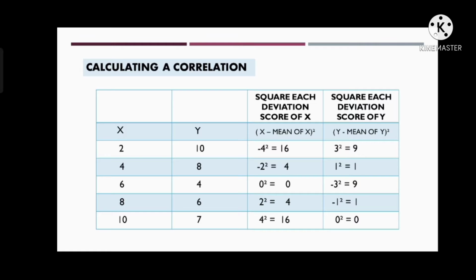Negative 4 squared, negative 4 times negative 4, equals 16. Negative 2 squared equals 4. 0 squared equals 0. 2 squared equals 4. And 4 squared equals 16. And for the y deviation scores, we use the same process as for the deviation scores of x. And that's the result.